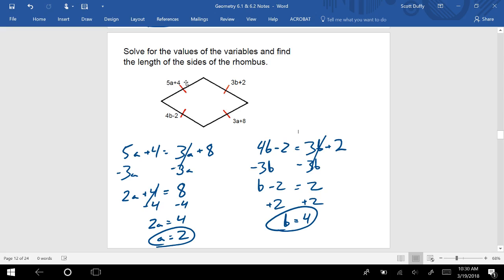To solve for the side length, I'll just plug into any one of these. Let's say I plug my B into this side. So 3 times 4 plus 2 equals 14, which means all 4 sides are 14.